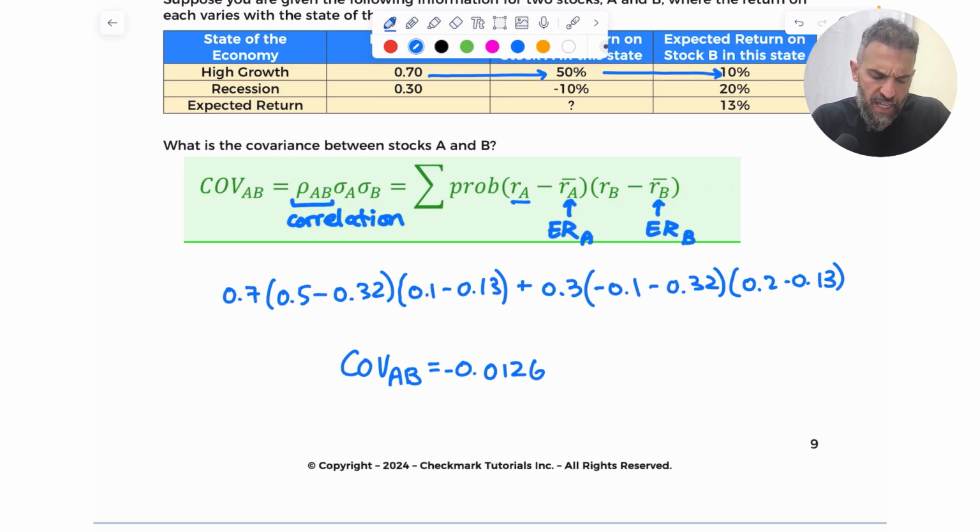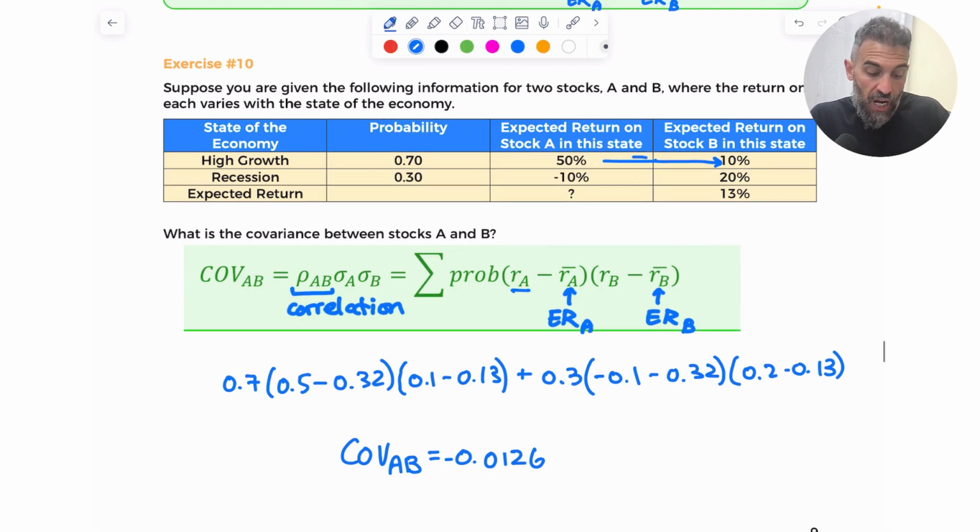And you can kind of see that in the table. During a high growth, stock A does very well and stock B makes 10%, okay. But then when you look at the recession, A goes down, but B goes up. A goes down to minus 10, but B goes up to 20. So there's that negative relationship between them. And we see that through the covariance.